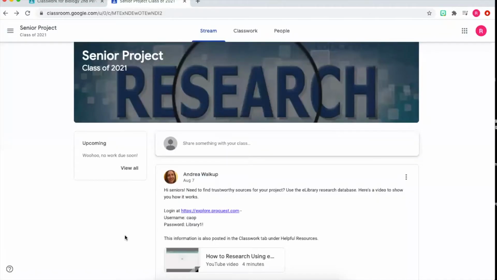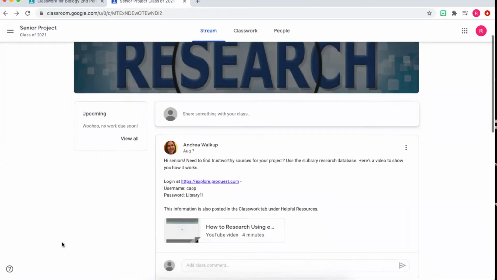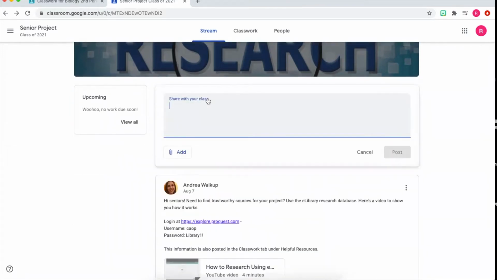So let's take a look at Google Classroom really quick. Obviously, this is not your Google Classroom. My side as a teacher looks different than your side as a student. So this is one that I am enrolled in as a student. This would be an old senior project classroom. But what I want you to look at, you can type something here and share it with everybody. Now, a lot of people like to use that.